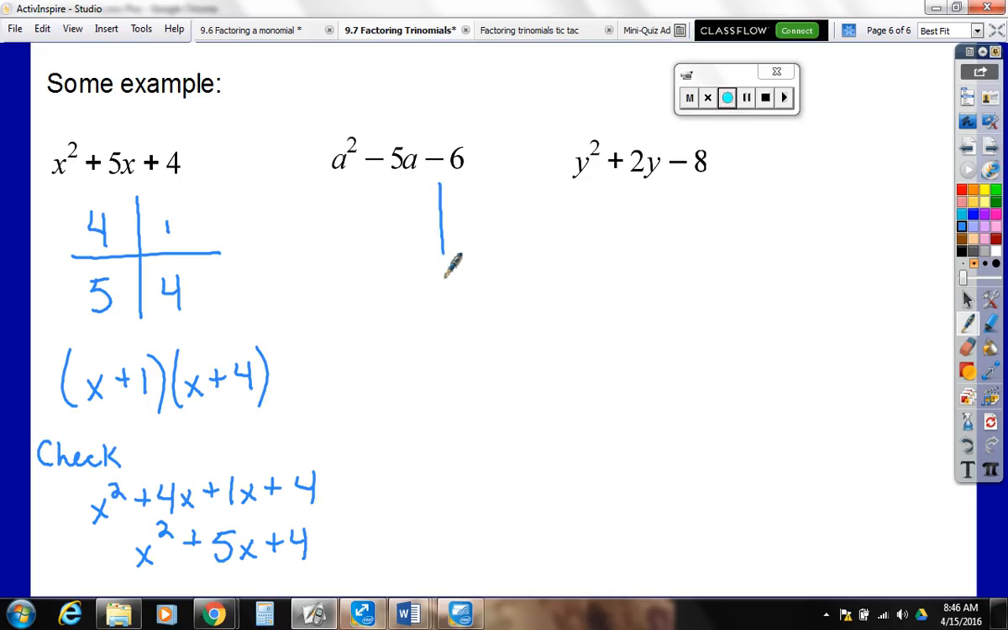Okay, next one. Aiden, what am I going to put in the top left? 6. And Damien, what am I going to put in the bottom left?